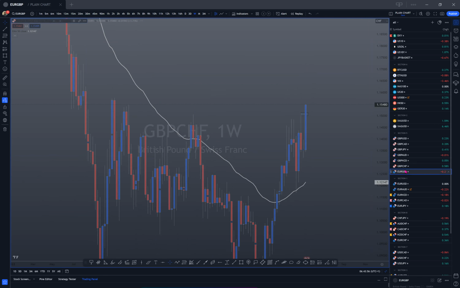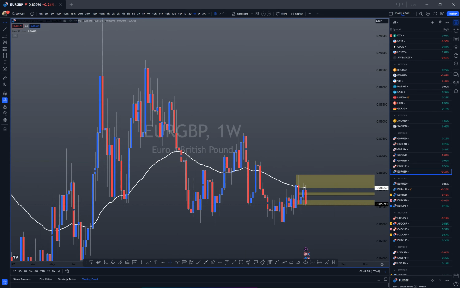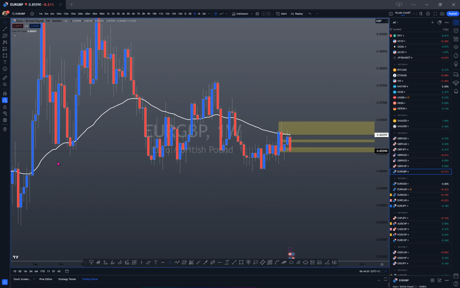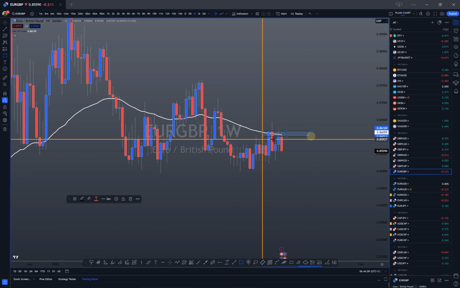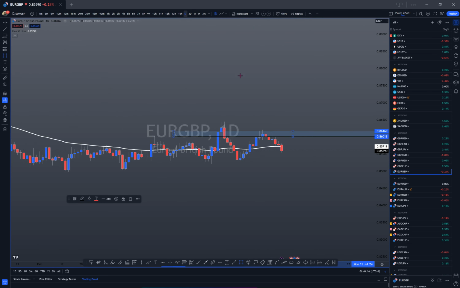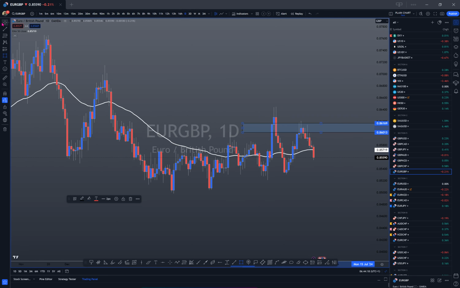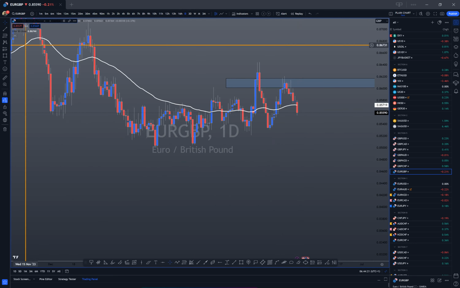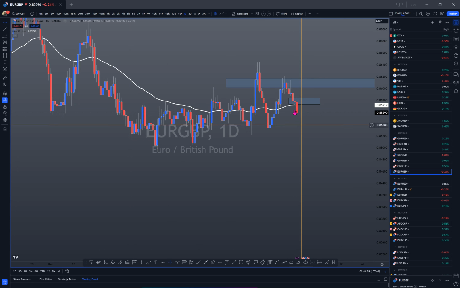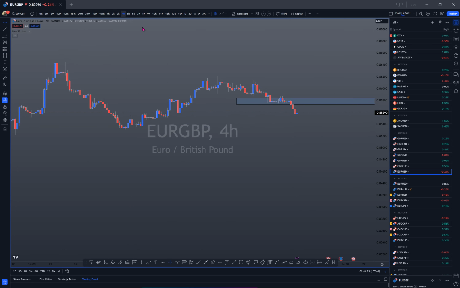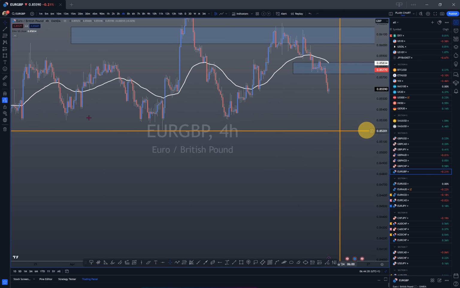Let's look for something like Euro GBP. So let me delete the markup here. So what we are looking for is price below the moving average on the weekly time frame, which is perfect. We go to the daily time frame here. The daily time frame here on Euro GBP, we just broke the EMA, so we would take it like that. But if you have multiple pairs and you are comparing, you want the one that price is actually below the EMA, and then on the 4-hour time frame, price is below the EMA.